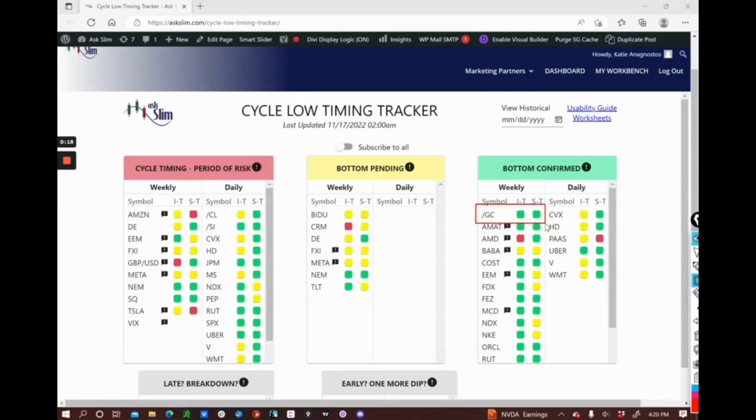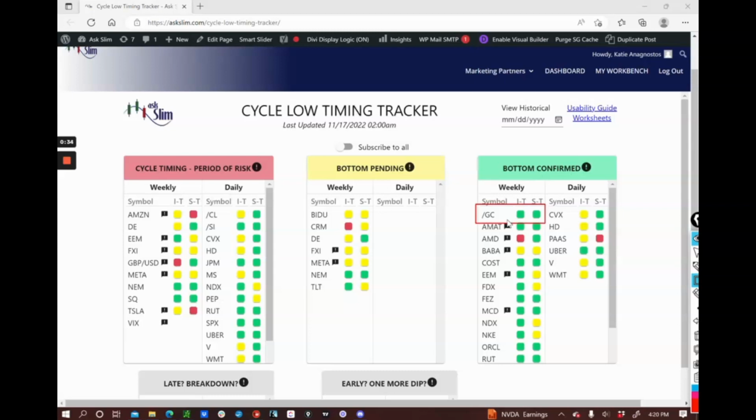It is found on the Cycle Low Timing Tracker in this bottom confirmed box for the weekly time frame. That means that gold futures have exhibited enough positive price action on the weekly chart to trigger the bottom confirmed algorithm for that time frame.